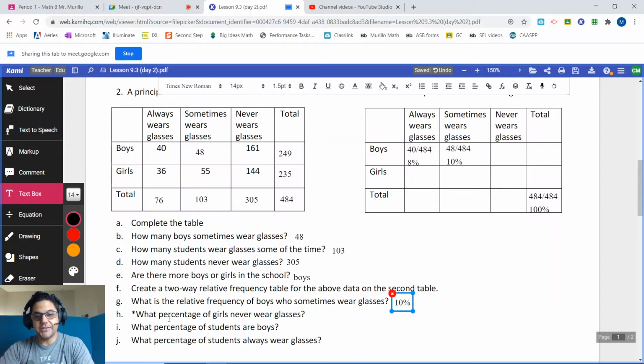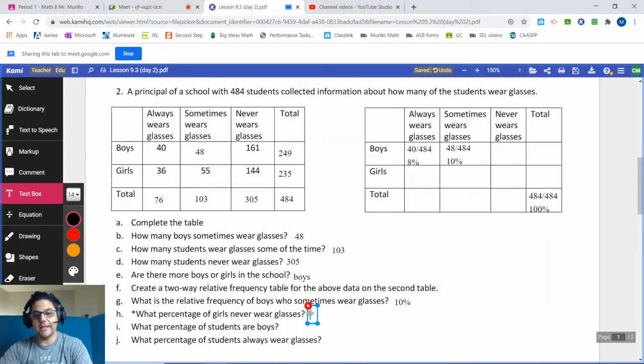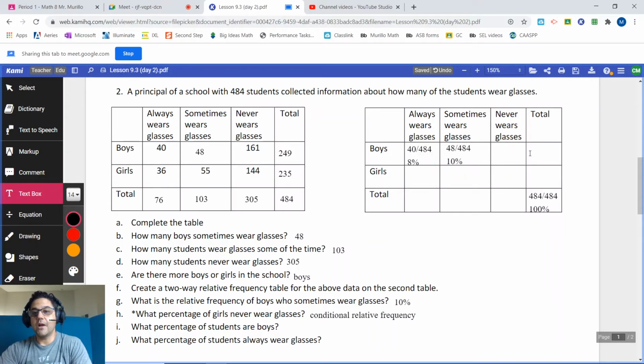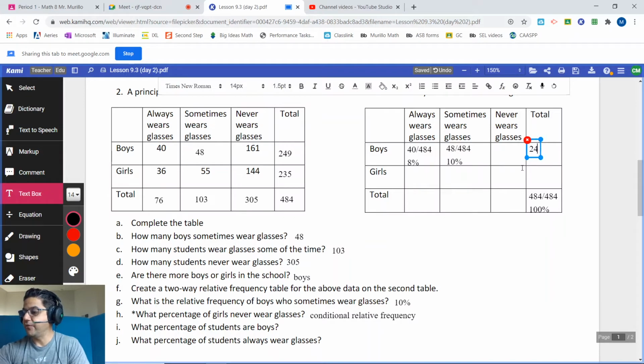We're going to skip the little asterisk one for just a moment because, again, that is our conditional relative frequency. What percentage of students are boys? So, not quite there yet on my calculation, but if I want to, I can skip to that. That would be 249 divided by 484. 51% or so. So that would be, again, right there, 51%.